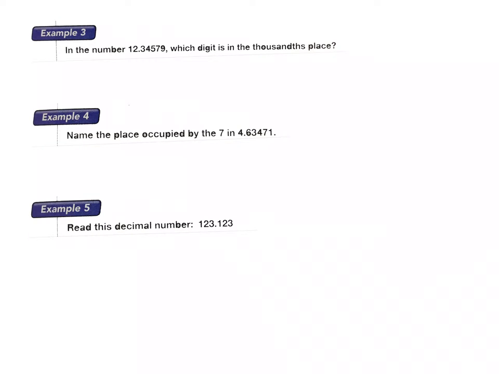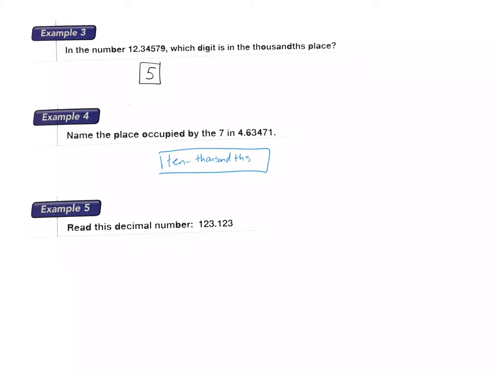So it says, in the number, which digit is in the thousandths place? So let's remember that this is the ones and the tens. But we're talking about thousandths with the th on the end, so we know we're talking about a decimal number. This is tens, then hundreds, then thousandths. So the answer would be 5. It says, name the place occupied by the 7 in this number. So this is tens, tenths, hundredths, thousandths, 10,000ths.